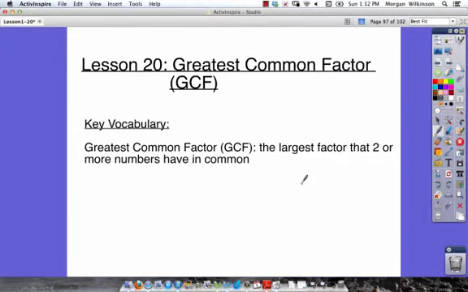Lesson 20 is about the greatest common factor, which is also abbreviated GCF, and we'll see that a lot today.